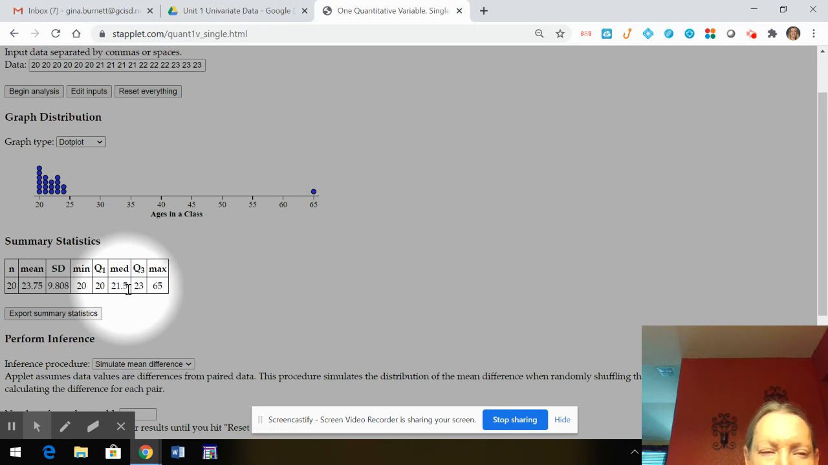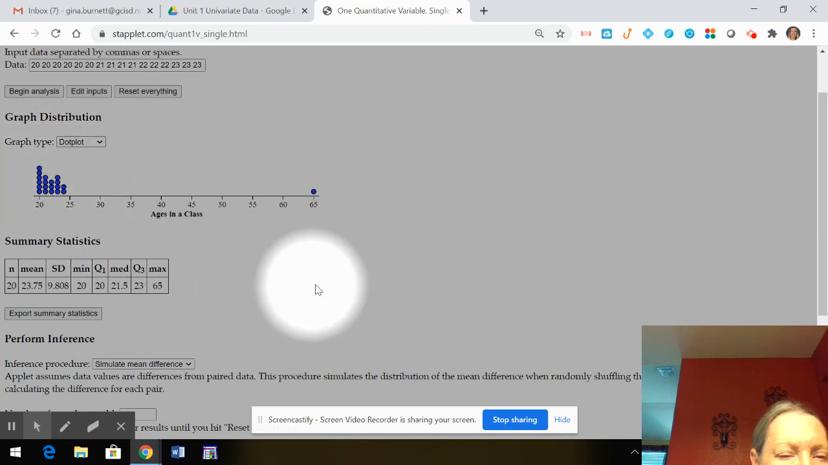You also have the mode. The mode is the most popular. So if I look at this, it's obvious that 20 is the most popular item. That would be the mode.